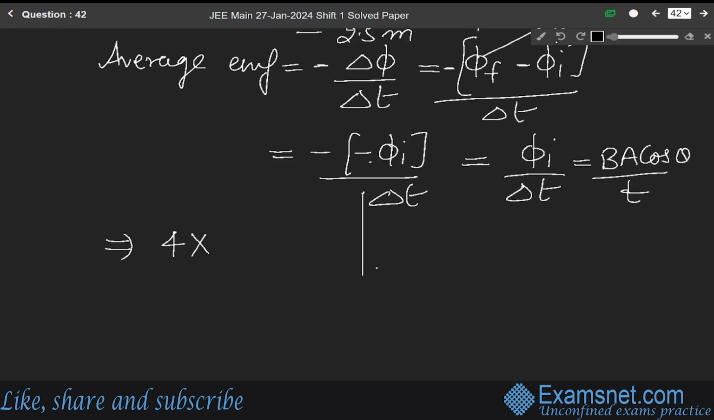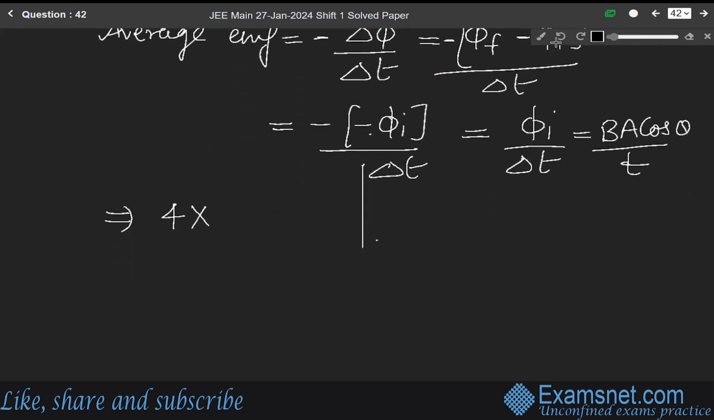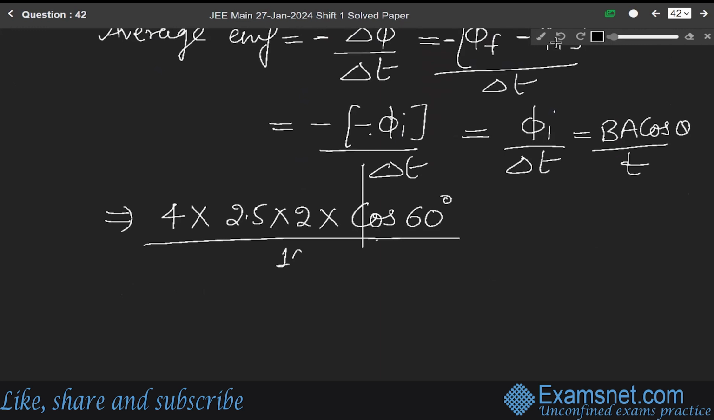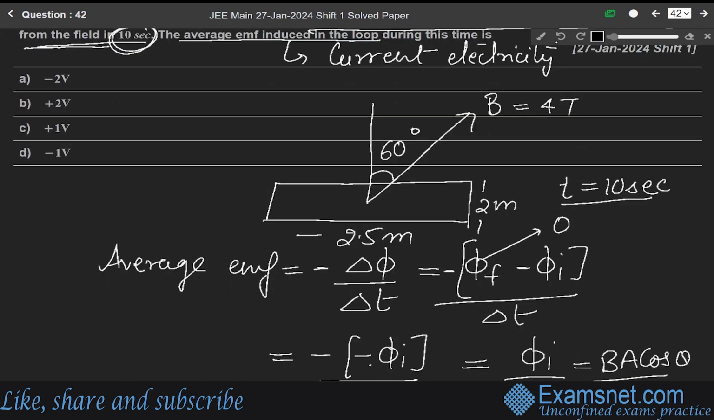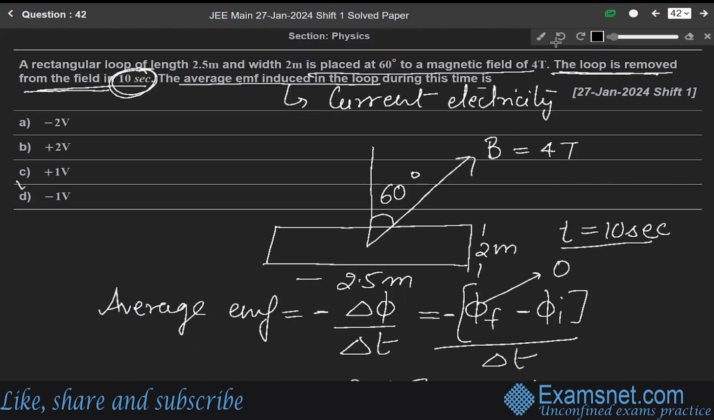Area. Area of rectangle is length into breadth. Length is 2.5, into breadth is 2, into cos theta. Cos theta means cos 60 degree, 1 by 2, over time. Time is 10 seconds. After solving this, we get 4 into 2.5 into 2 into 1 by 2 over 10. 10 over 10 means 1 volt. So our answer is 1 volt.